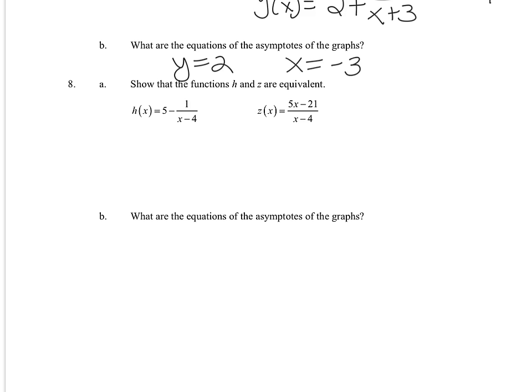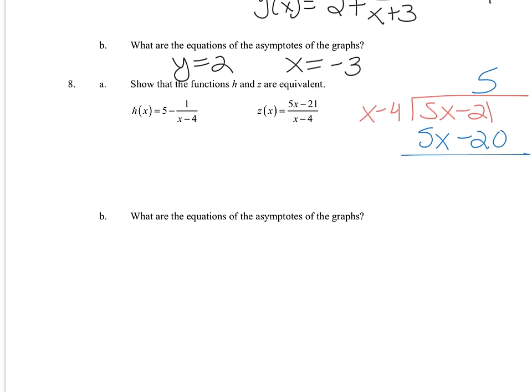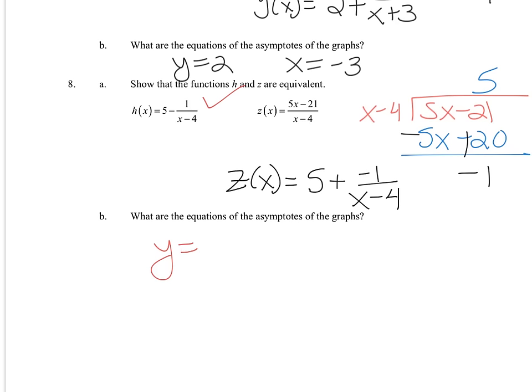Okay, I'm going to do the same thing for 8. Five x divided by x is 5. Multiply it back. Subtract. We have a remainder of -1. So that is 5 plus -1 over x minus 4. That is the same thing as 5 minus 1 over x minus 4. And we have our asymptotes.